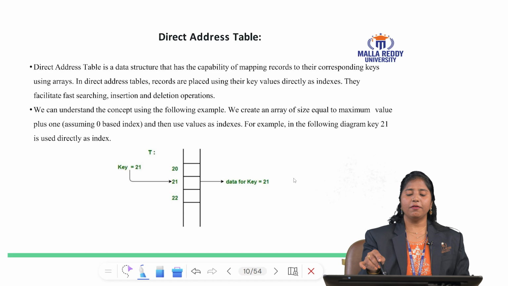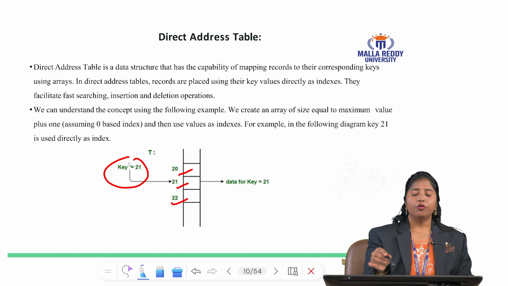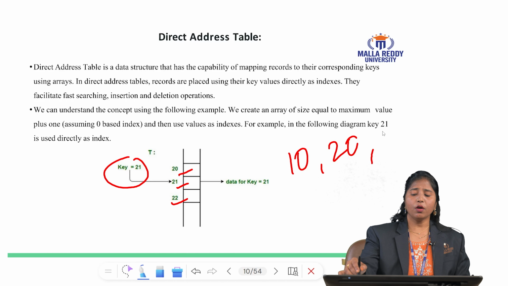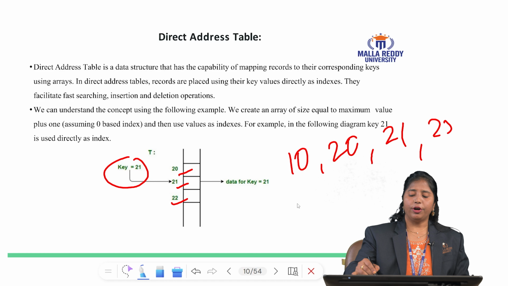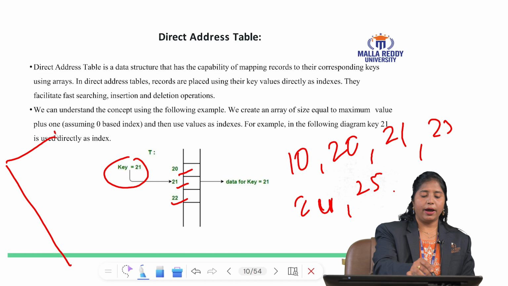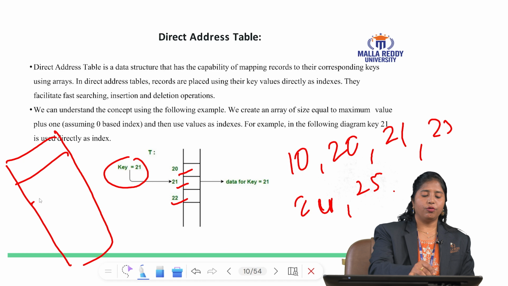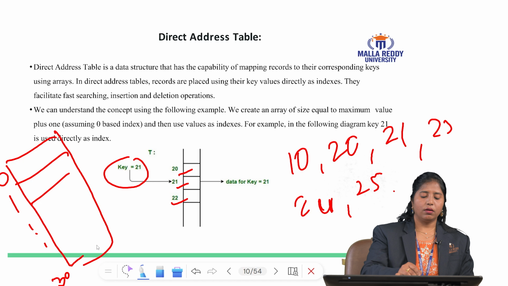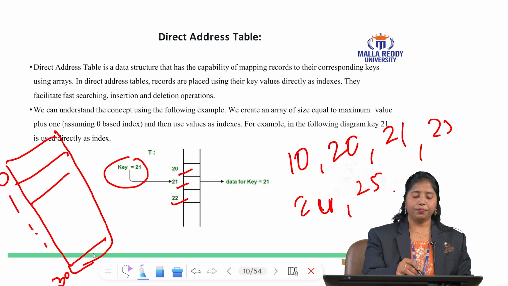I have taken a list of elements like 20, 21, 22. If I want to store the key element 21, for example, take the elements 10, 20, 21, 23, 24, 25. Like this I have taken the elements. For example, the hash table size I have taken is 30: 0, 1, and so on. 30 is the size of the table.